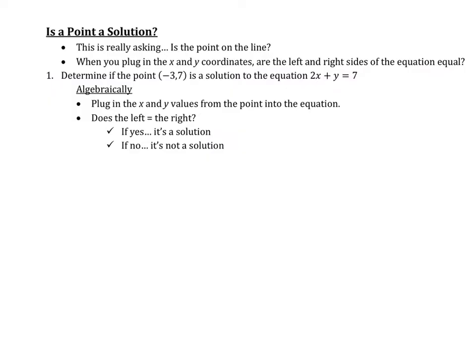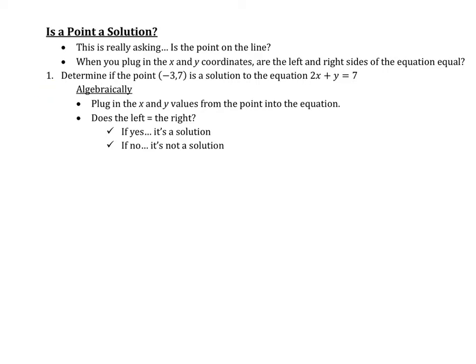Okay, the first sheet that you should have in front of you looks something like this. At the top it says, is a point a solution? So what is this really asking? It's really asking, is the point on the line? So if a point is a solution to a line, it means it's on the line. When you plug in the x and y coordinates, are the right and left hand sides of the equation equal?